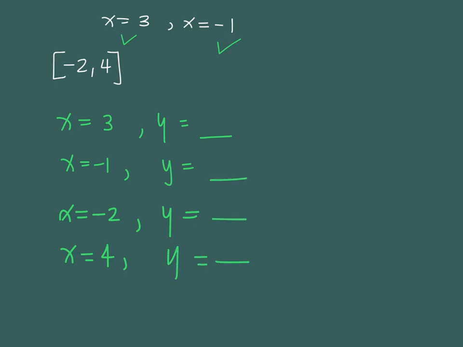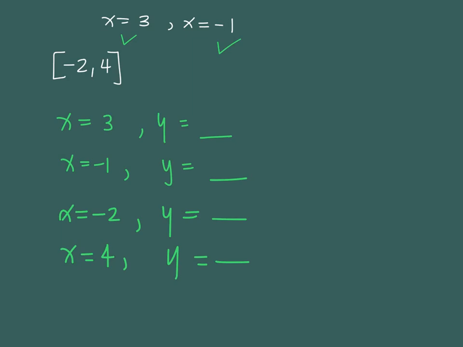Then, this is where we compare values. Which one is the highest? Which one is the lowest? So we will be able to get the absolute maximum or absolute minimum. Okay, so kindly work on finding the corresponding y. Okay, what is y when x is 3?